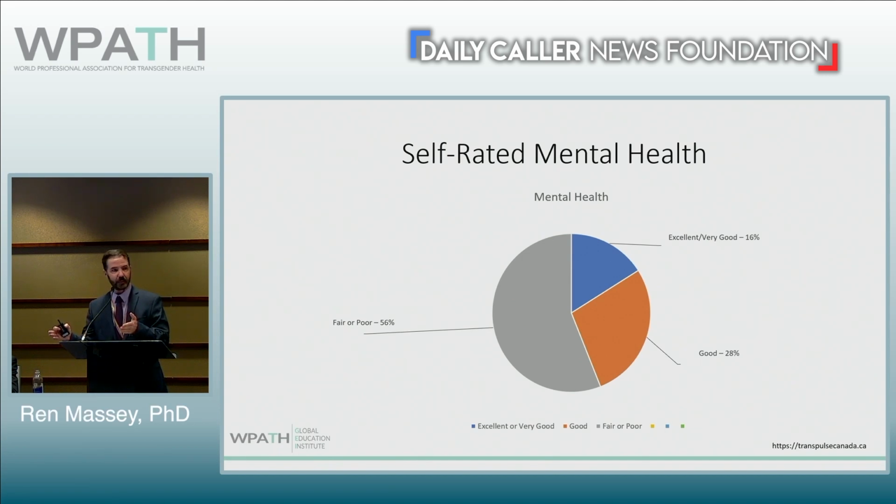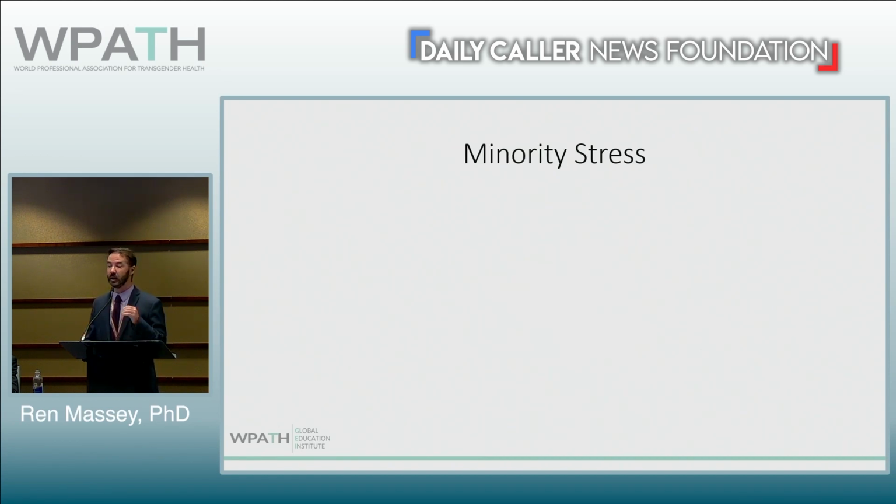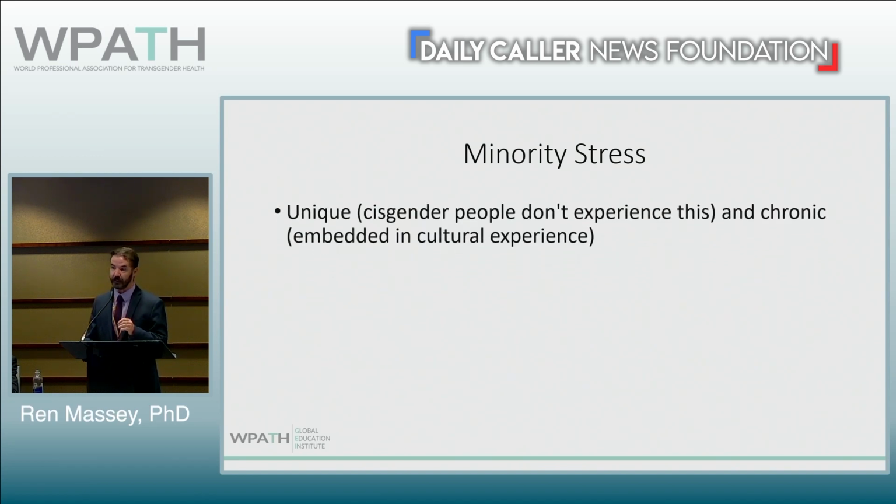So in the TransPulse Canada study, what we see is that over half said they had fair or poor mental health. Only about 16% said they had excellent or very good mental health, and about a quarter said they had good mental health. So we're seeing there's a lot of minority stress. That's what's at work here for a lot of folks. Not everybody, but a lot.